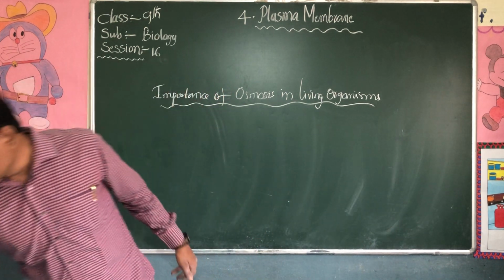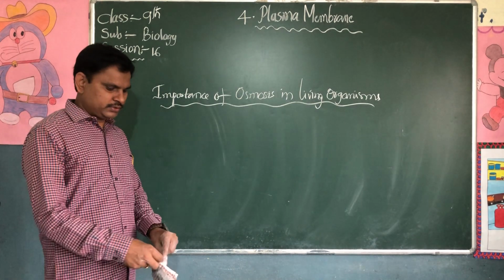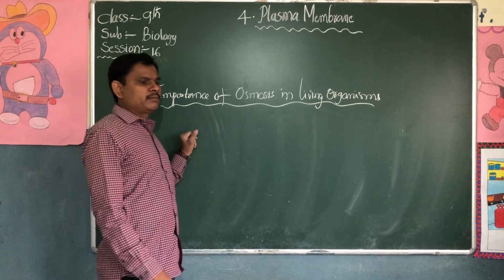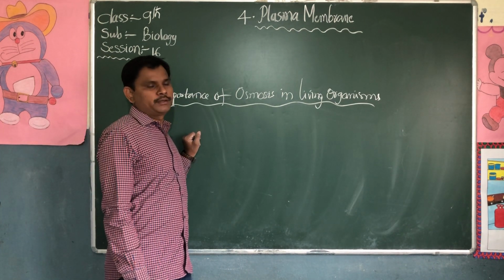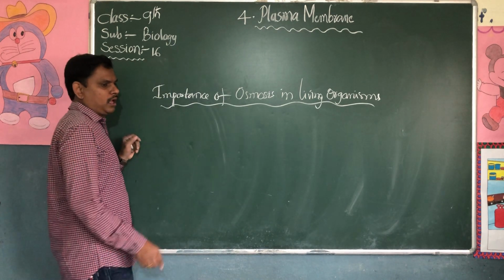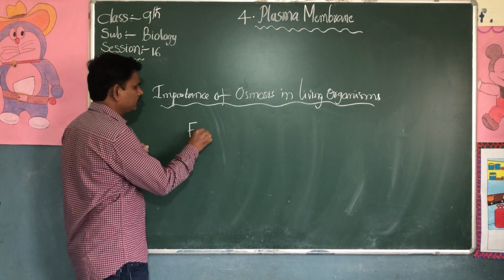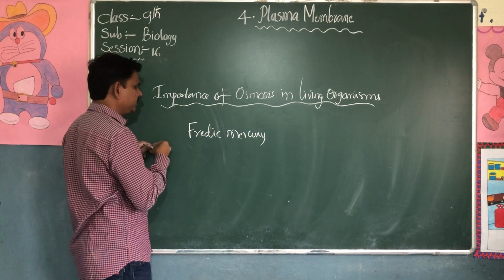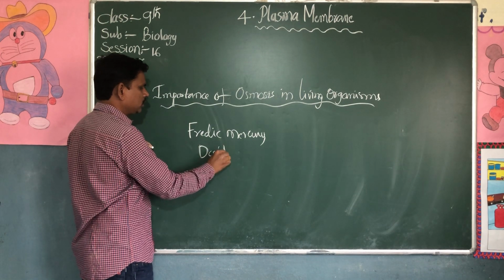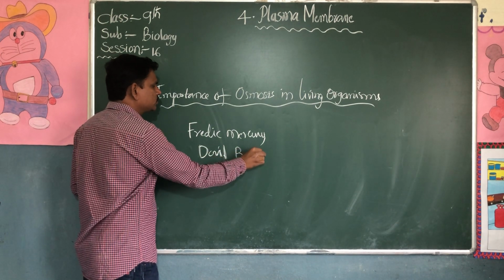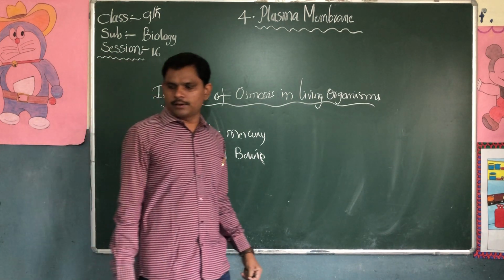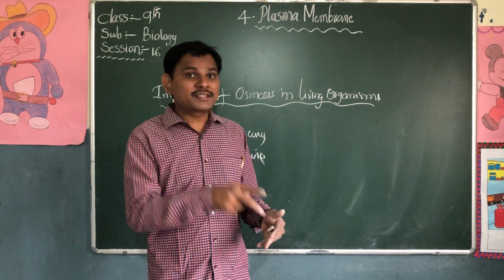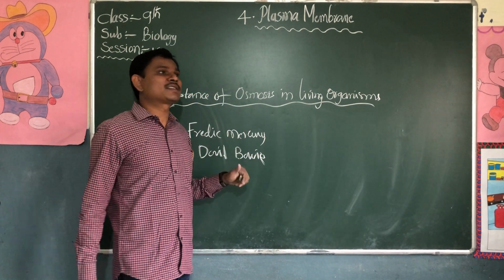Then what are the uses of diffusion? There are two scientists, Frederick Mercury and David Bowie. These two scientists did experiments on osmosis. They finally discovered reverse osmosis. What is reverse osmosis?